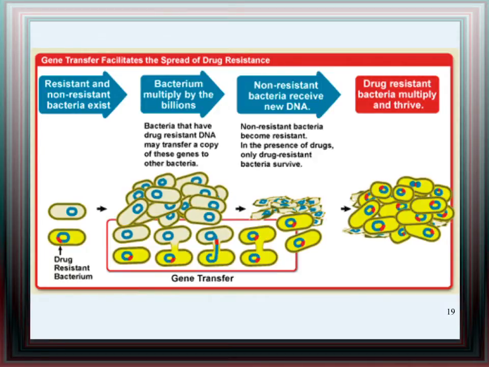Antibiotic-resistant strains of bacteria are continually appearing. So alleles for antibiotic resistance often occur on that circular DNA called plasmids. So here you can see how the drug-resistant or antibiotic-resistant bacteria can pass on its plasmids to other bacteria, so that you get a different species of bacteria now becoming resistant.